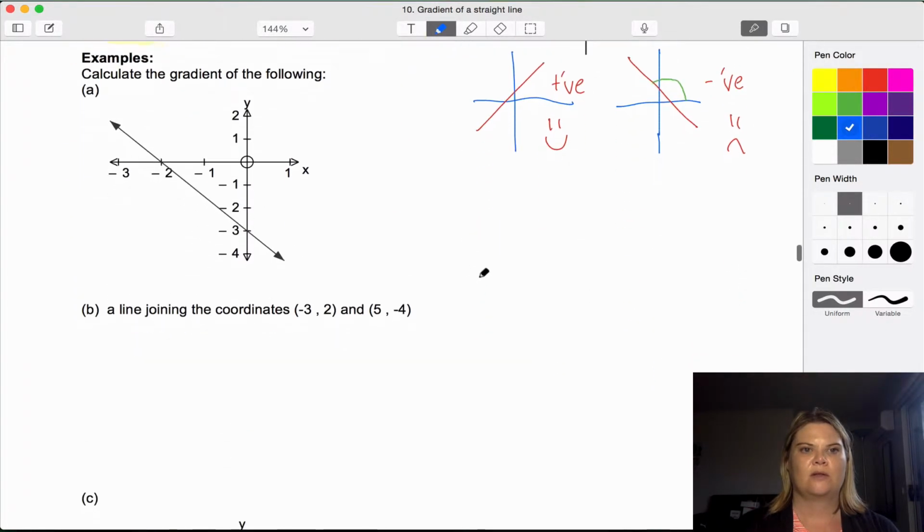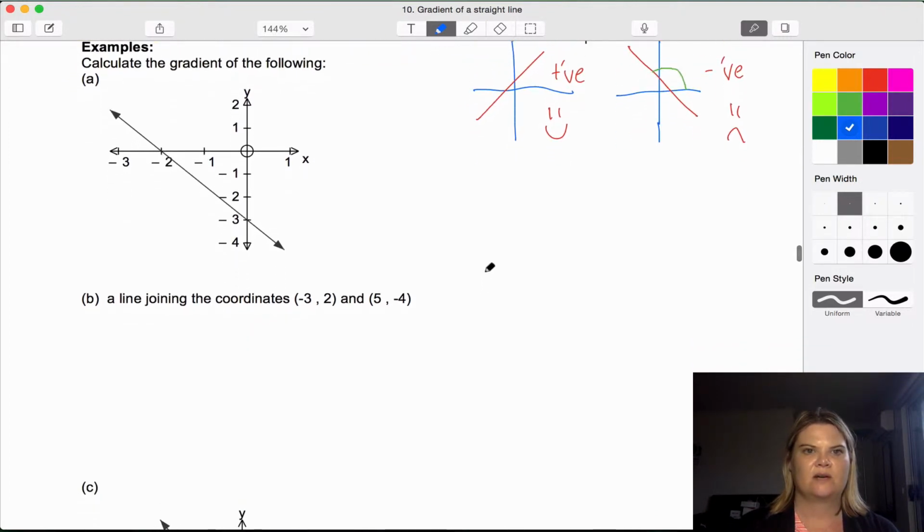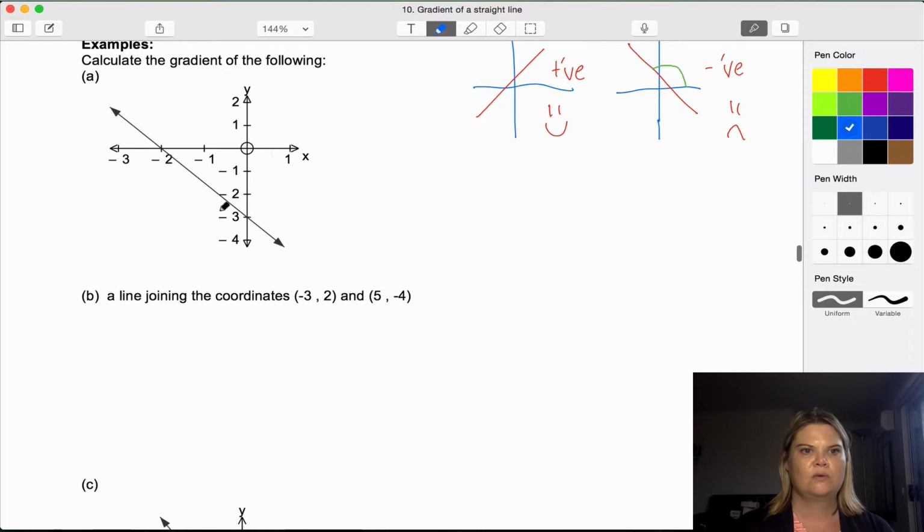I've got 3 examples here. You can at least have a go at 2, A and B, and if you have your notes you can have a go at C. Pause the video now.